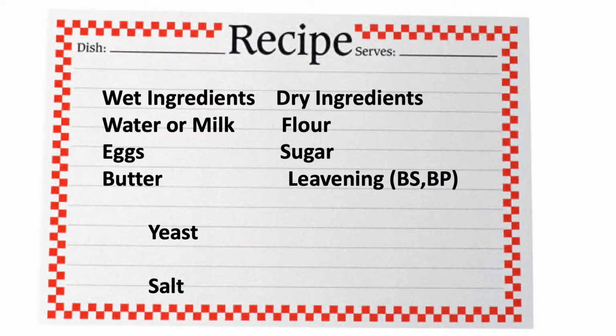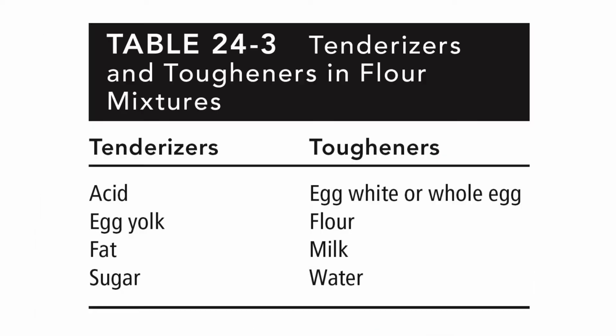So the basic ingredients of any quick bread or baked product: you're going to have your wet ingredients, your dry ingredients, your water or milk, so your liquid, flour, generally eggs, not always though, sugar, butter, and some kind of leavening ingredients like baking soda and baking powder. I'm going to talk a little bit about the difference between those two later. Yeast for yeast breads, and salt. So these are the basic ingredients that'll be in most quick breads, with the exception of yeast, which isn't in quick breads.